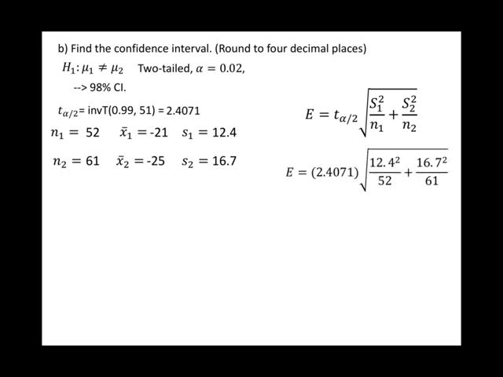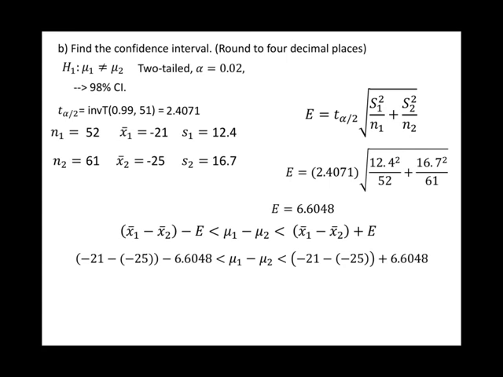Plug into the formula. Use your calculator. You should get 6.6048. Then construct the confidence interval. Okay, plug in the numbers here. You're going to get negative 2.6048 to 10.6048. That's it for section 9.2.